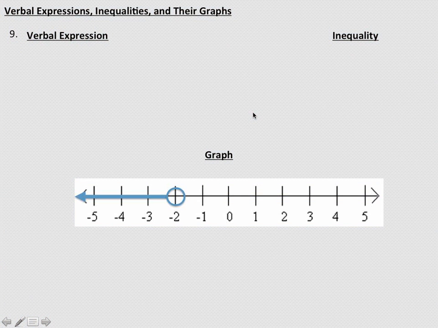Okay? All right, look at this picture. Boundary at negative 2. Shaded to the left. Open boundary, no equal sign. So all the numbers shaded are left of, or less than, negative 2. No equal sign because it's not shaded in. X, all the numbers, is less than negative 2. All numbers less than negative 2.